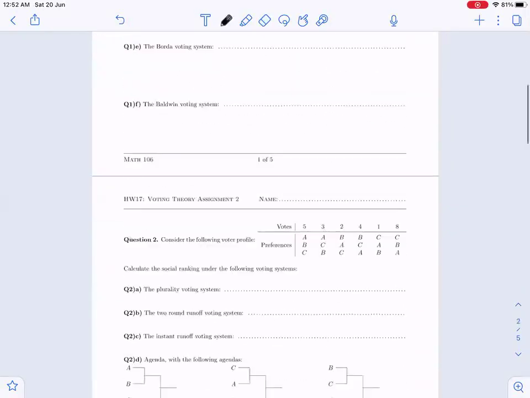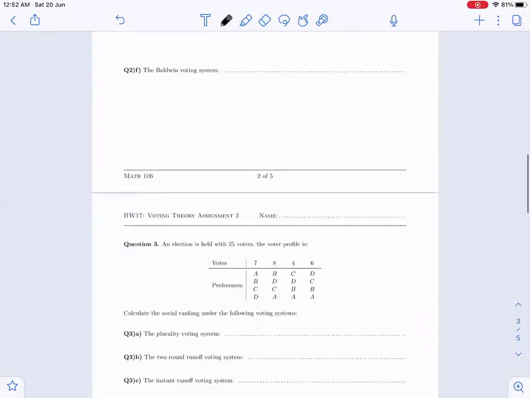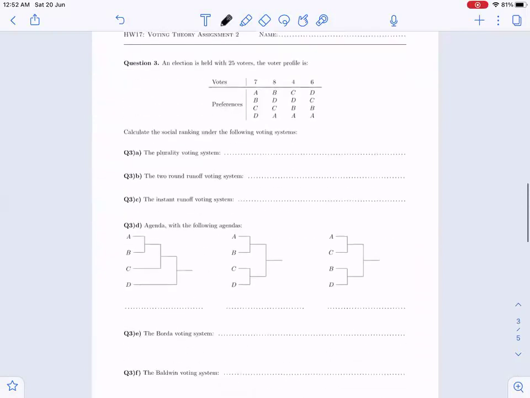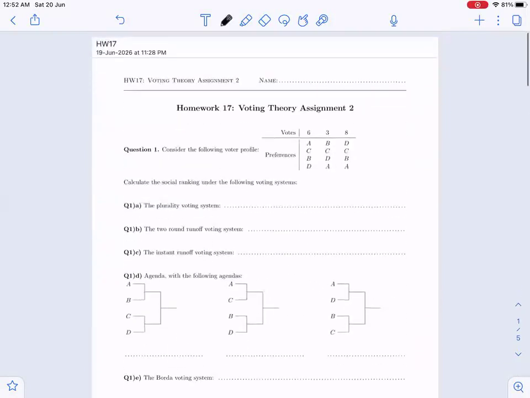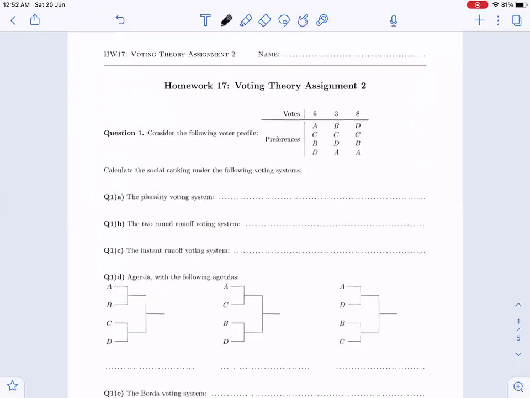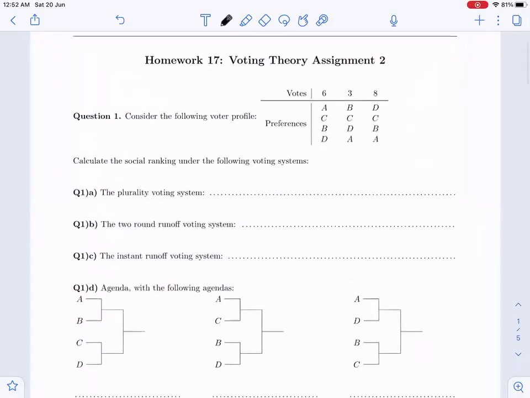Problems 1, 2, and 3 are identical. So I'll just do one of them, and you can do the remaining two. So I'll do the first one. For plurality, it's the simplest. You just count the number of top votes. So D has 8 top votes, followed by A, which has 6 top votes, followed by B.